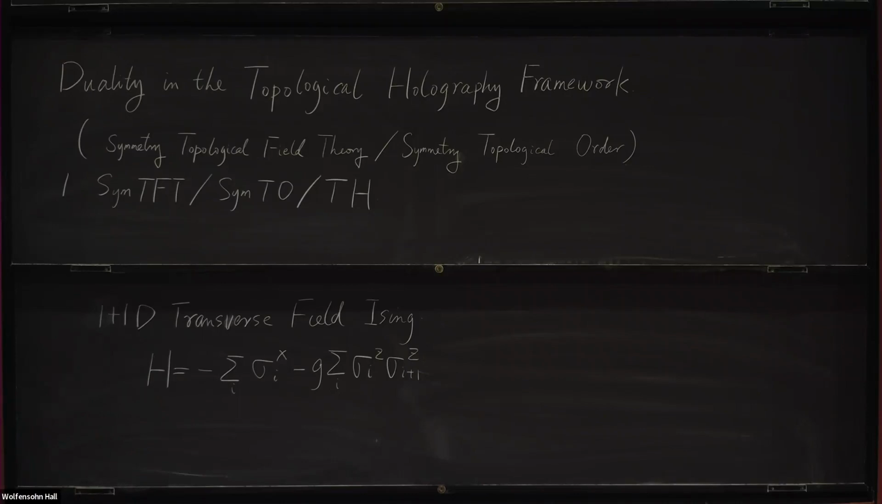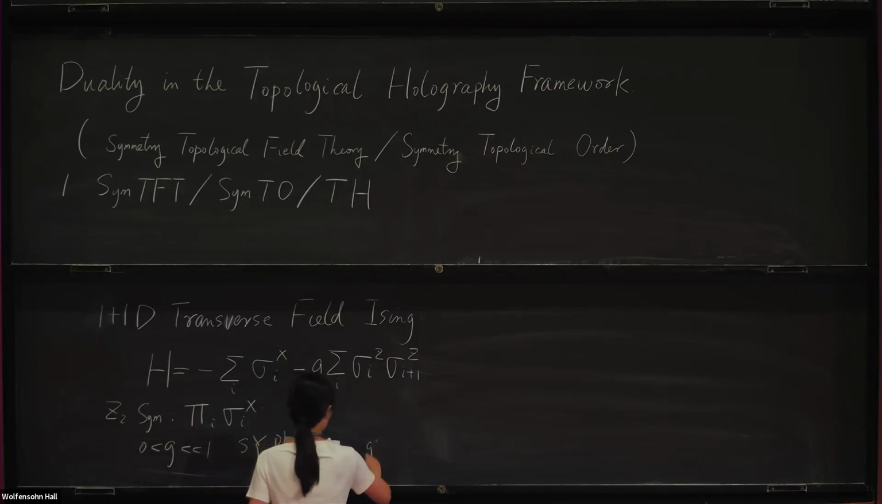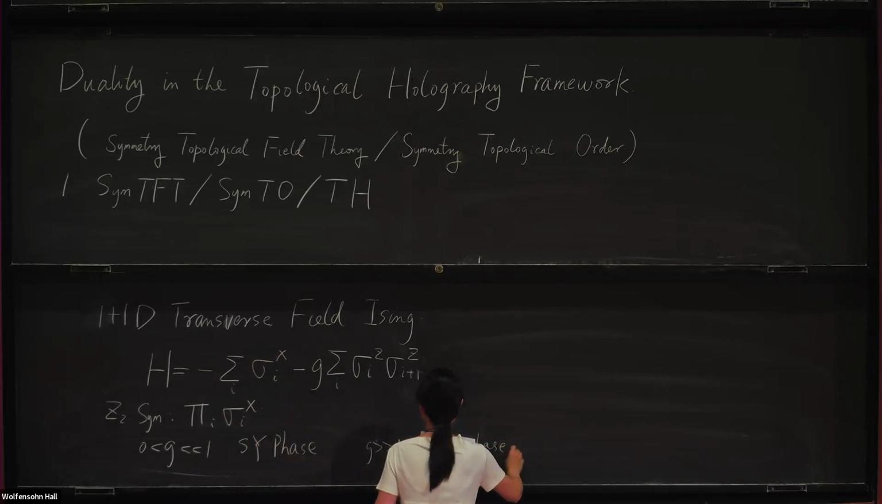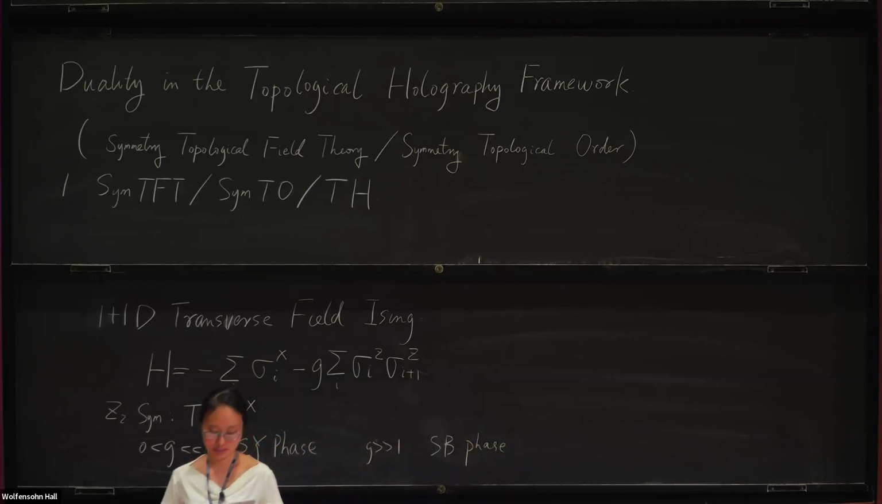So there are two phases. The system, first of all, has a symmetry, a global Z2 symmetry, which is a tensor product of sigma x. And then there are two phases. When g is much, much smaller than 1, this is in the symmetric phase. When g is much, much bigger than 1, we're in the symmetry breaking phase. And then at g equal to 1, we're at the critical point.